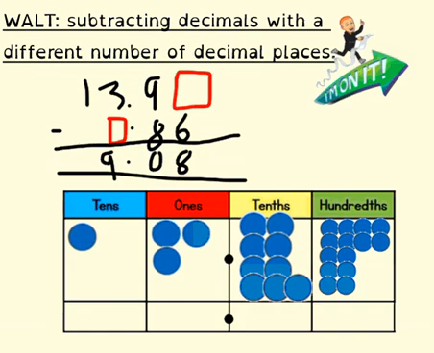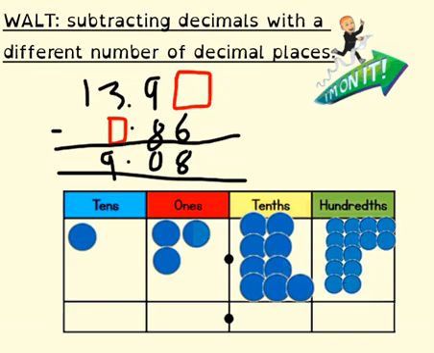So one of these tenths has been exchanged for 10 hundredths. Let me just show that on here. So this one here has been exchanged for 10 hundredths here, because 1 tenth is equivalent to 10 hundredths. So what digit do I have here missing in my calculation? Well, 4 hundredths are there, so 4 hundredths must be my missing digit here.